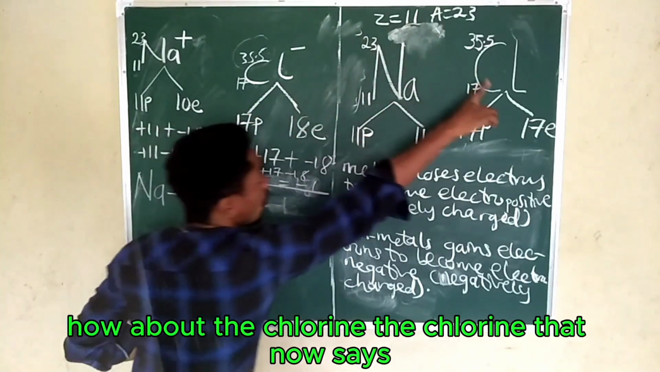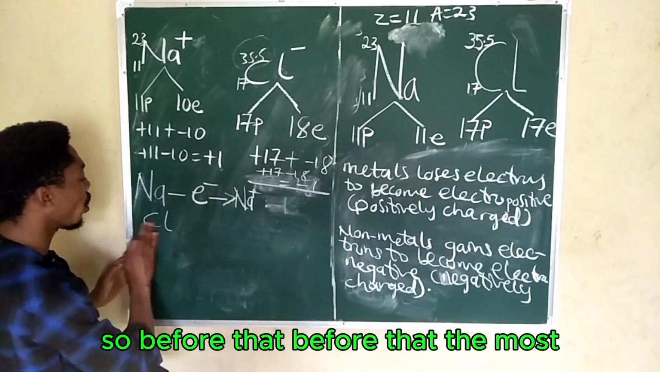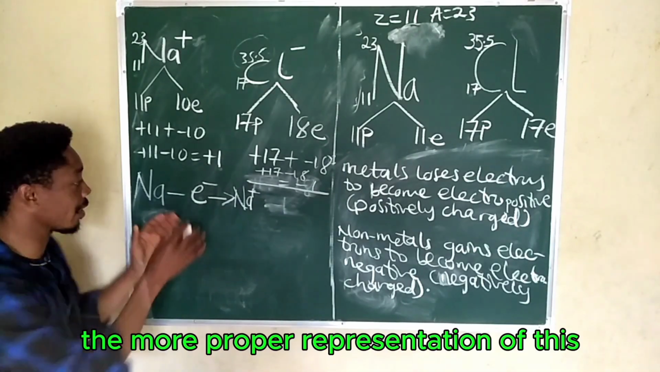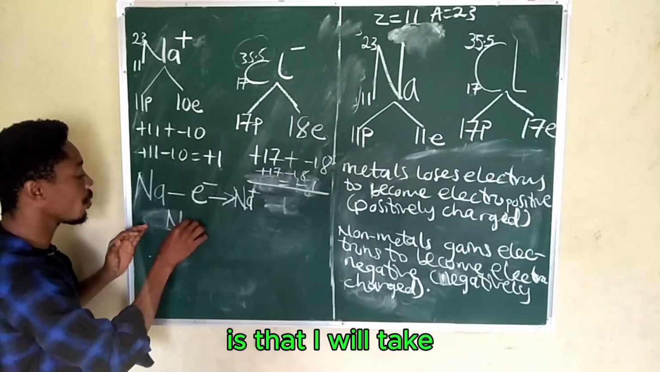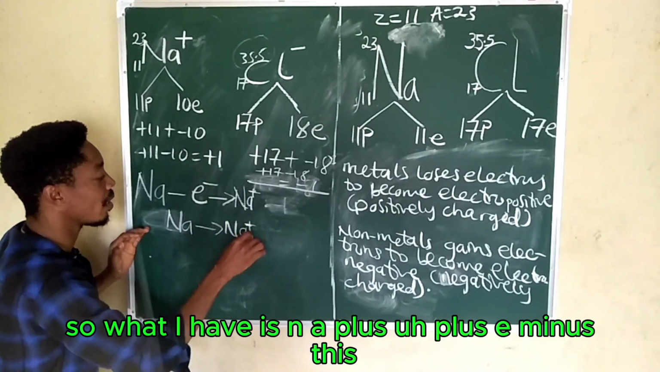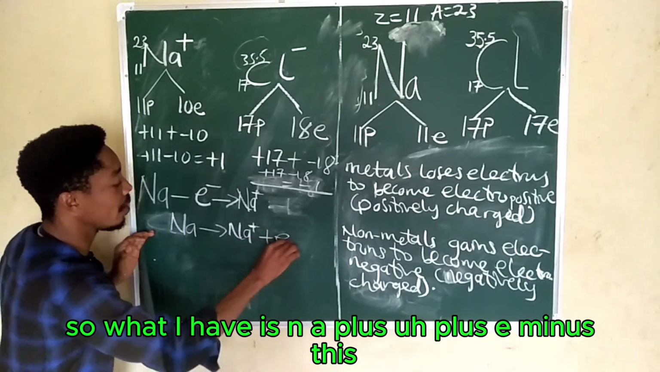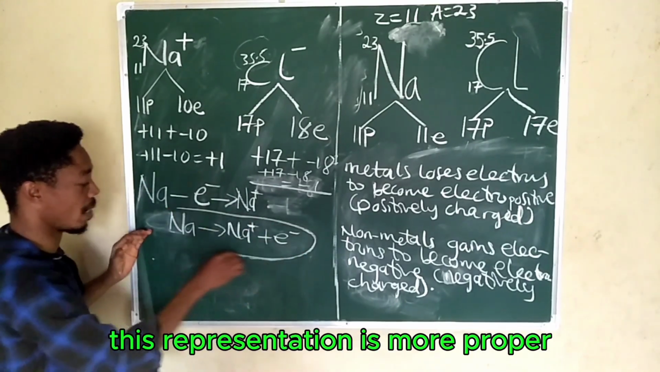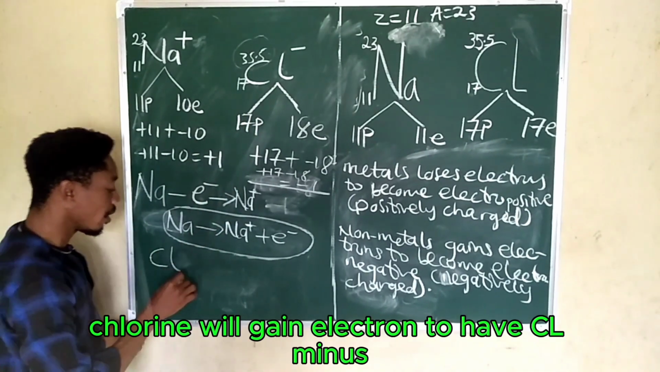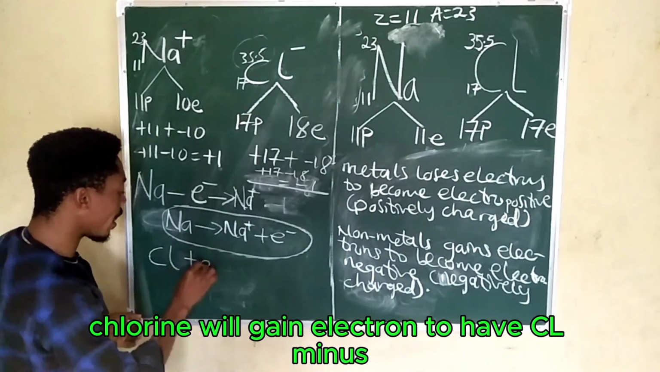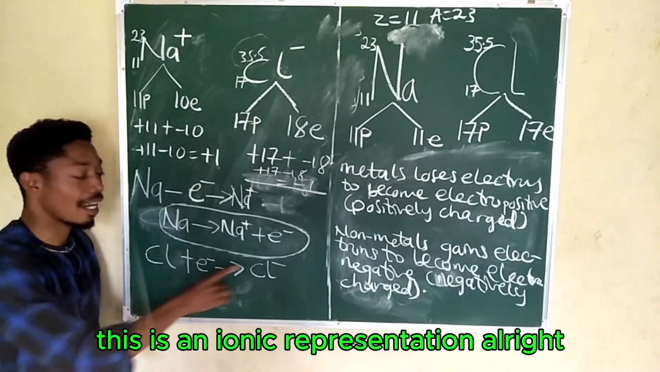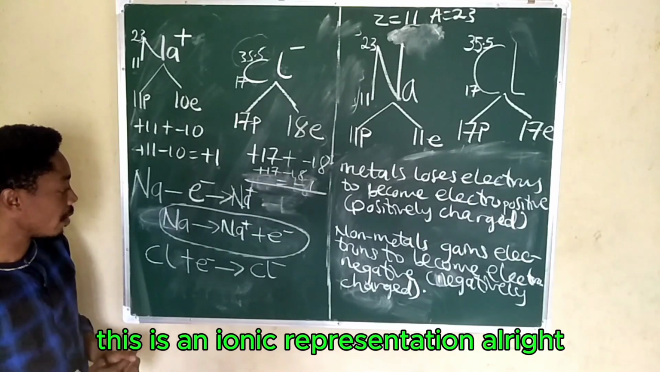How about the chlorine? The chlorine at ground state. The more proper representation of this is that I will take minus e to the other side. So what I'll have is Na plus e minus. This representation is more proper, more appropriate. What about chlorine? The ground state chlorine will gain an electron to have Cl minus. This is the ionic representation, alright, of this.